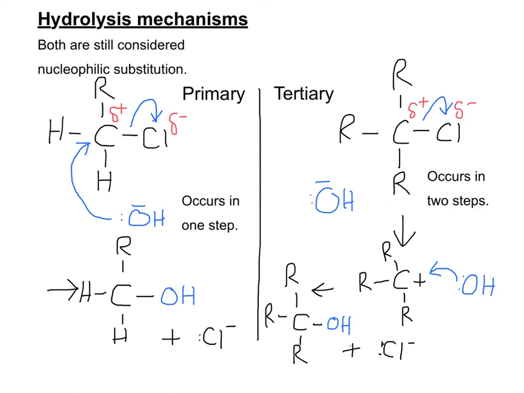So now let's have a think about what's happening when you have a primary haloalkane versus a tertiary haloalkane with the same alkane attached, which is faster. So in red you've got a justification as to why the primary haloalkane is hydrolyzed slowly and the tertiary haloalkane is hydrolyzed quickly.